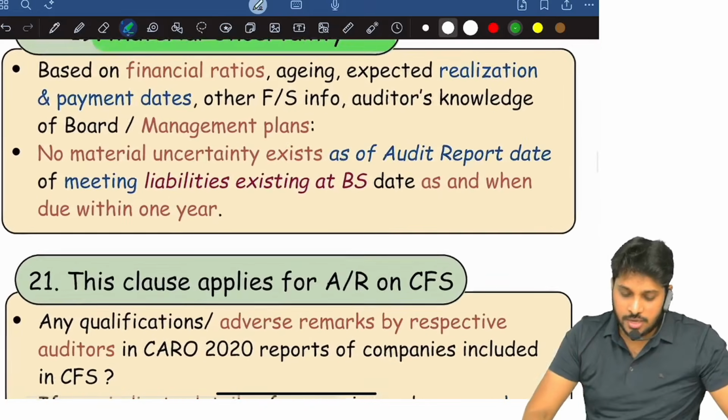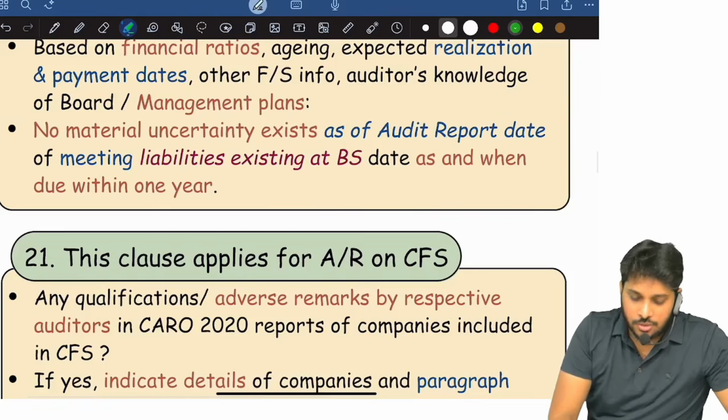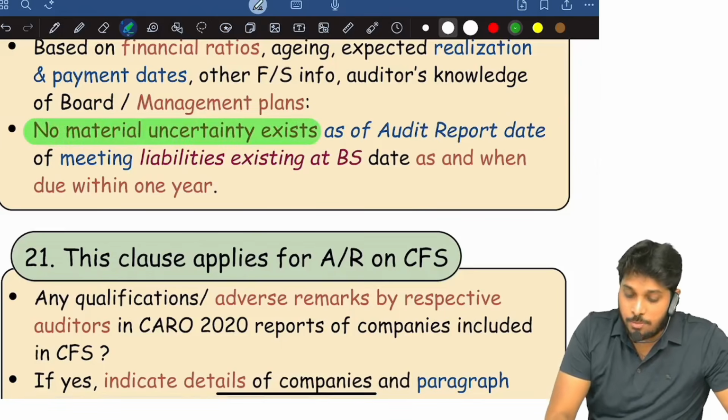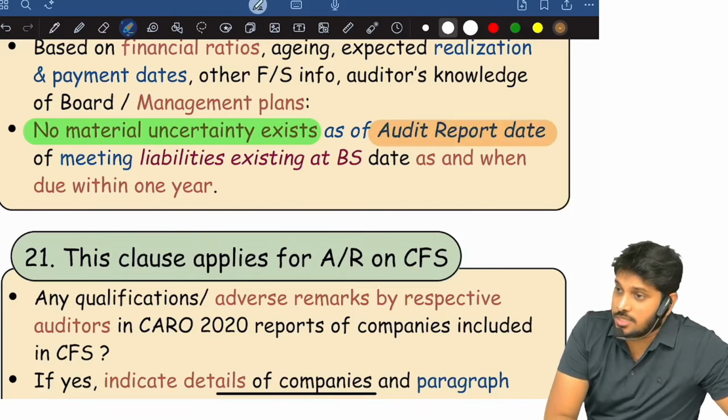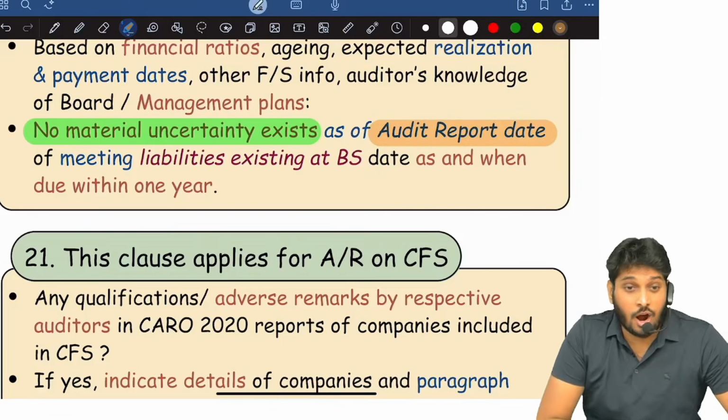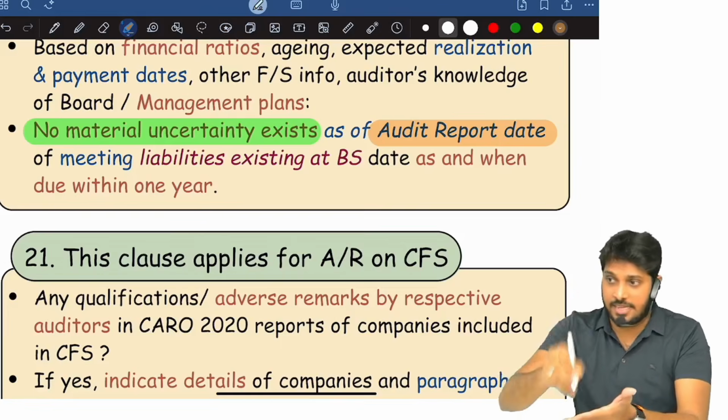You see how clearly they have given, MCQ is very important. The auditor has to check there is no material uncertainty. On which date should you check this? On the audit report date you should check. This requirement you should check on which date? Audit report date. When you are signing the audit report, that date you check.